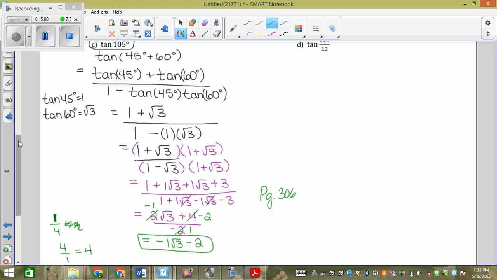So page 306, number 2 and 4. 2 and 4 like we did at the very beginning. And then 8b.